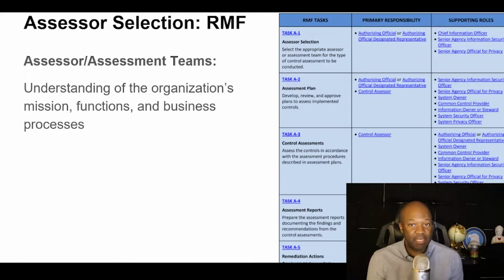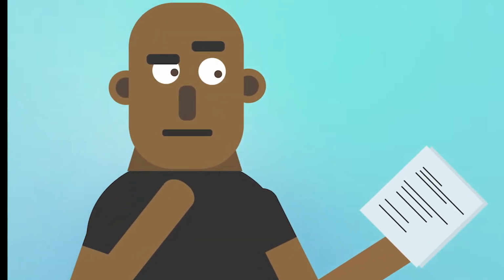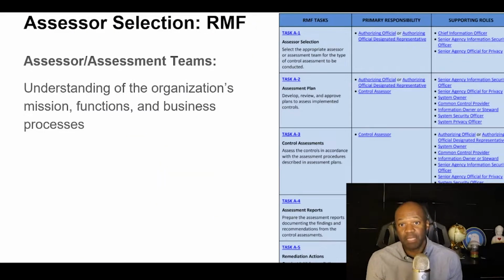And this is the same if you are doing a self-assessment on your own system, or if you're going to be an independent external assessor going to another system. You need to do these things. You need to understand the organization's mission, function, and business processes. And how you do this is by gathering as much information as possible from the appropriate people.